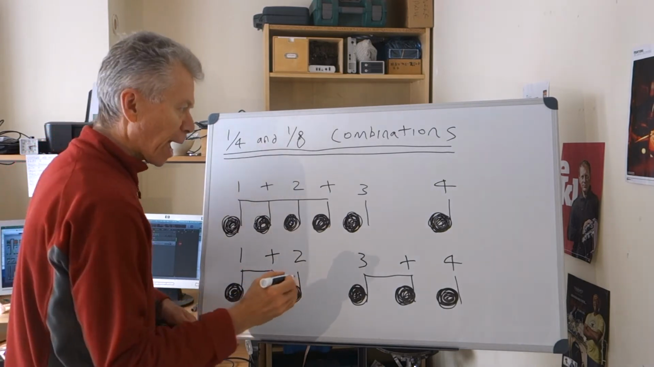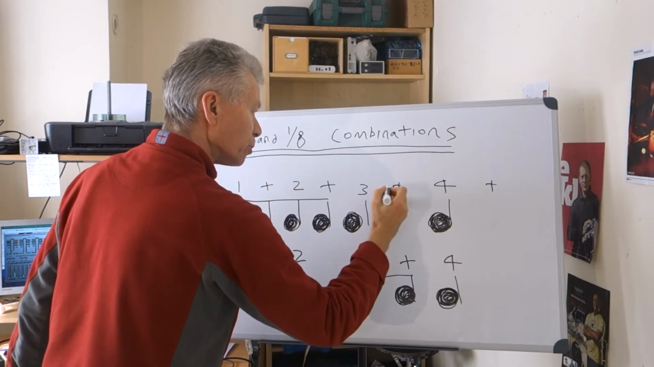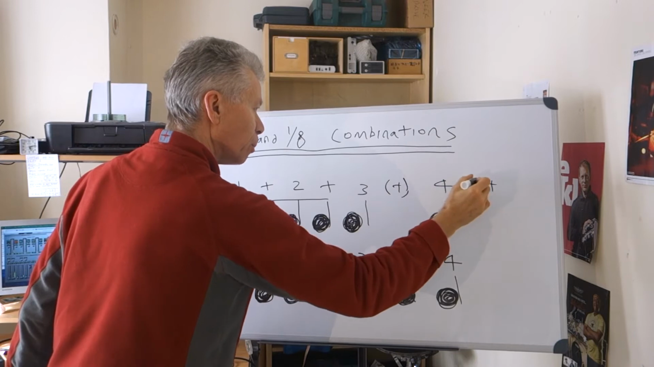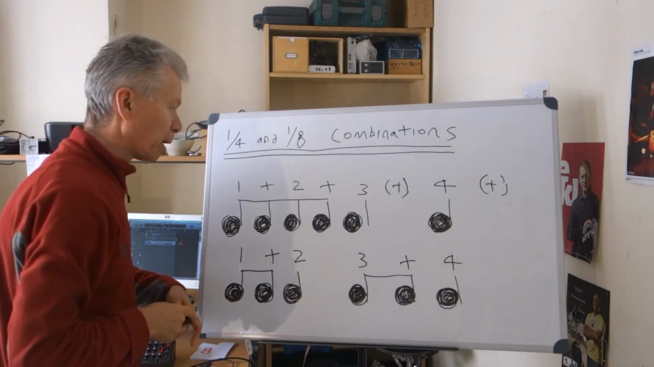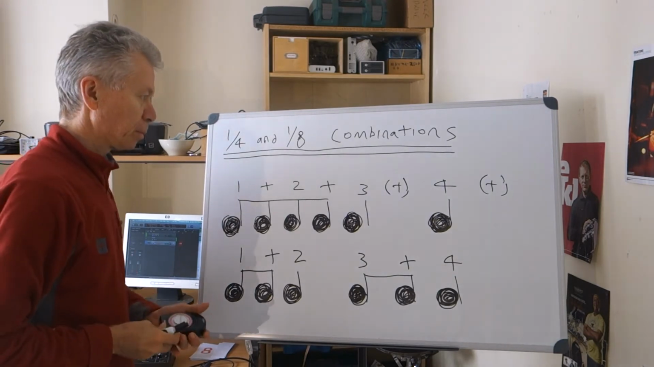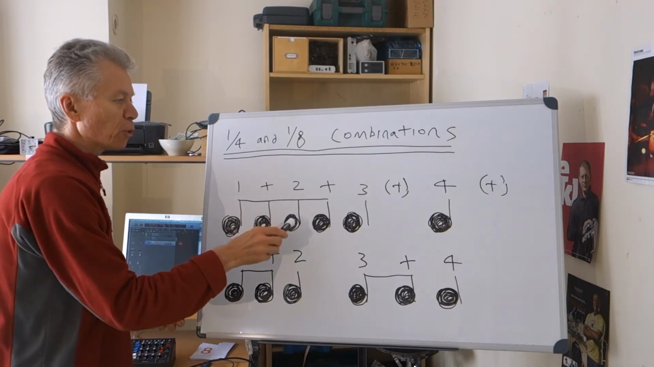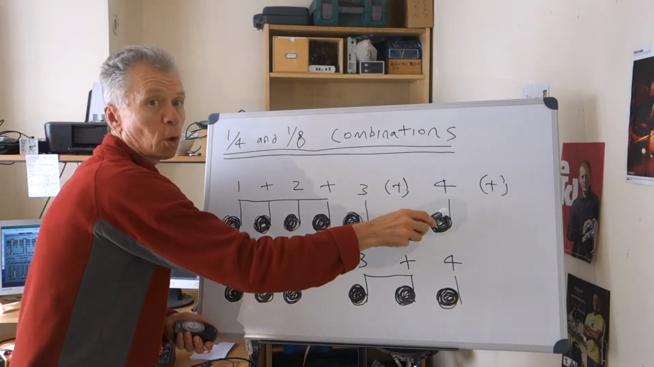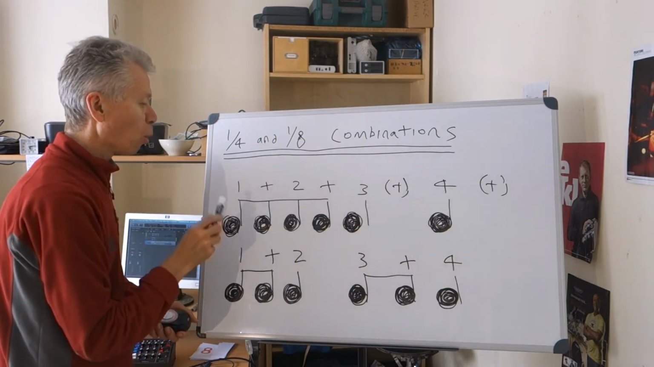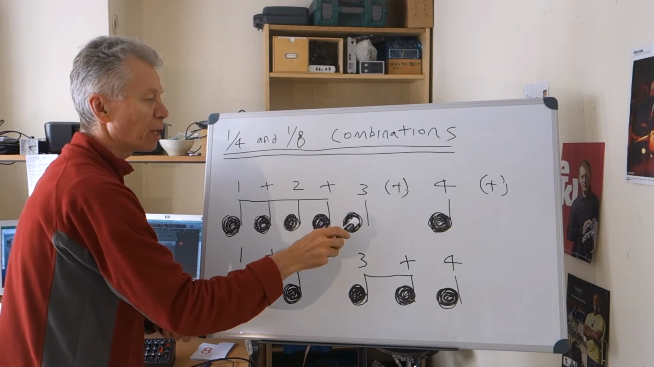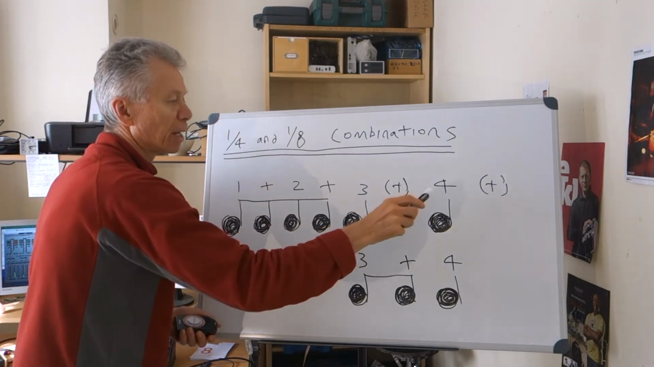We can put the ands in between the quarter notes as well and count those when we're playing it. One and 2 and 3 and 4 and 1 and 2 and 3 and 4 and 1 and 2 and 3 and 4 and 1 and 2 and 3 and 4 and.